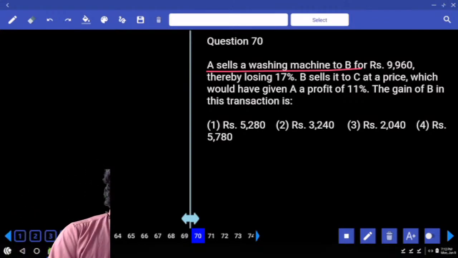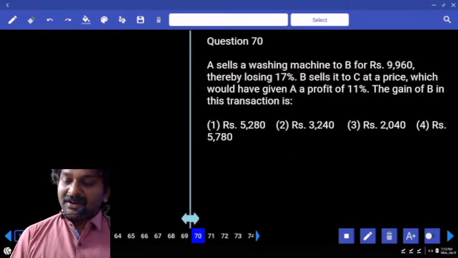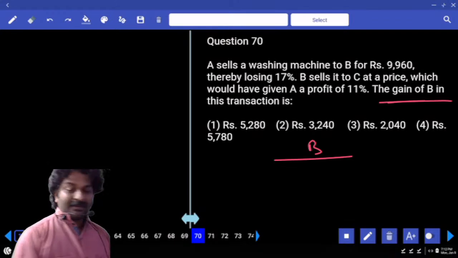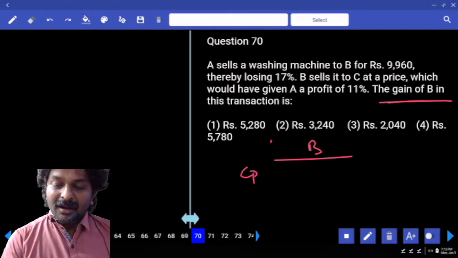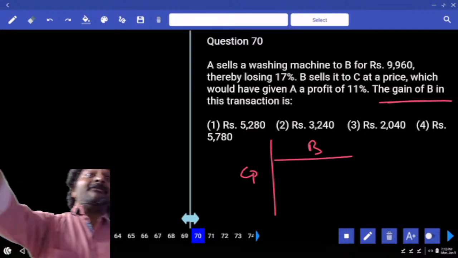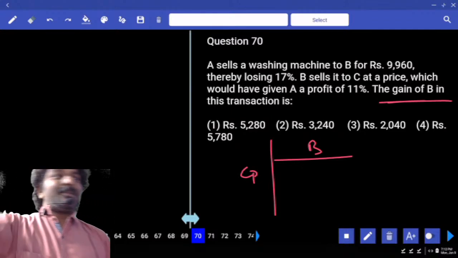Now they are talking about B, right? Gain of B. For B, how much is cost price? The one which is equal to A's selling price.